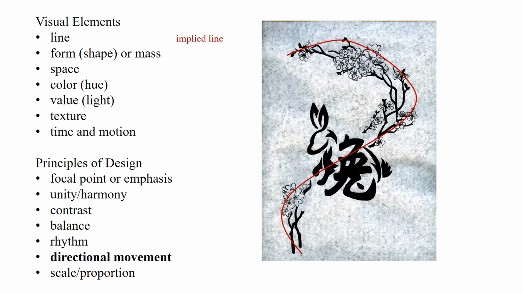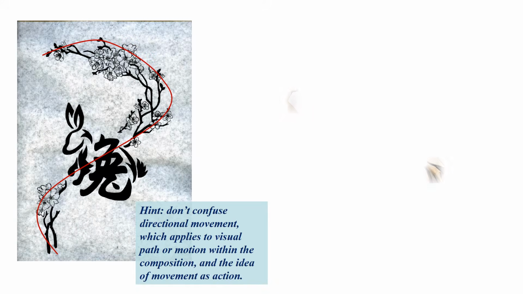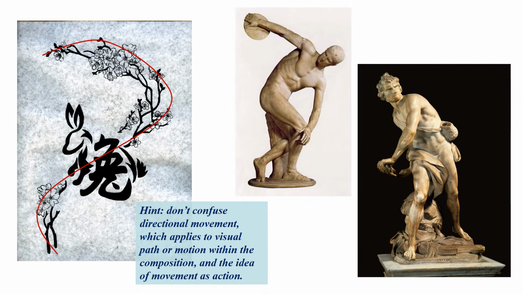The flowing nature of the visual path in this line drawing creates a sense of movement in the composition, but don't confuse directional movement, which applies to a visual path or motion within the composition, with the idea of movement as the illusion of real-life action. For example, if you look at these two statues, Myron's Discobolus from ancient Greece and Bernini's David from the Baroque period, you will observe that one has a much stronger sense of naturalistic movement than the other.